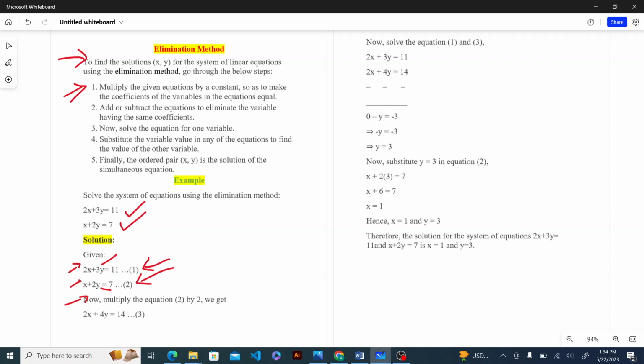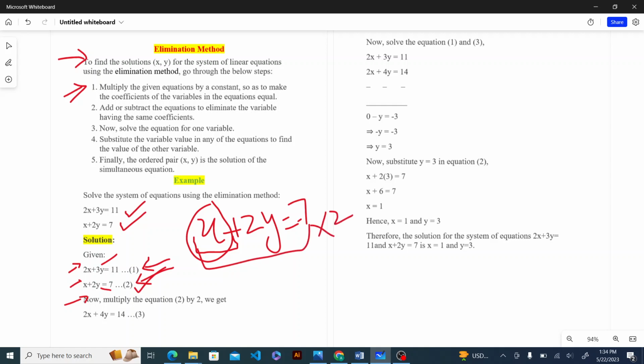Equation 2 is this one, x plus 2y is equal to 7. In the first equation there was 2x, so we are going to make this 1x equal to 2x by multiplying this whole equation by 2. When we multiply equation number 2 by 2, we will get 2x plus 4y is equal to 14, since 7 into 2 is 14. So the updated equation will be 2x plus 4y is equal to 14.